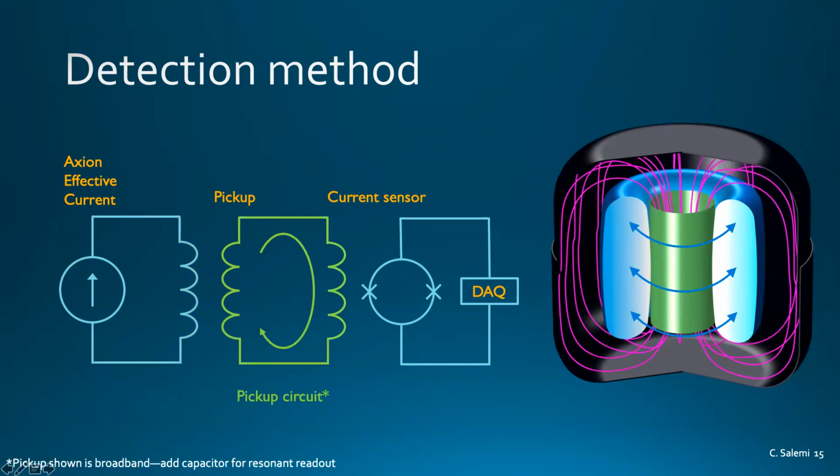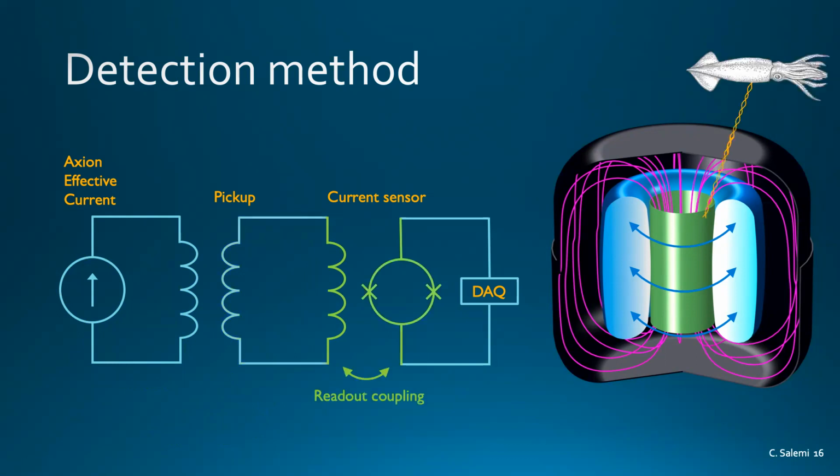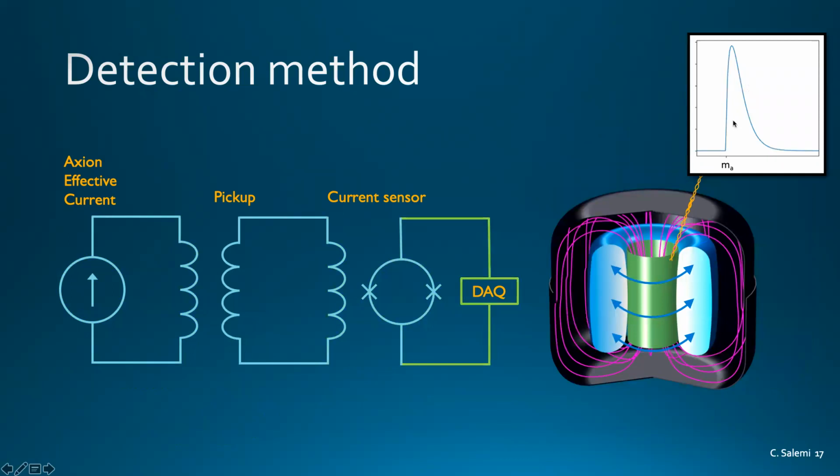Okay, so now we have real current circulating in our pickup circuit, but it's very small because it's suppressed by g_aγγ. We don't want to just leave it circulating in our pickup though, we want to actually read it out. So what we do is we put a slice in this pickup and we redirect the current to go out through some wiring and amplify it using a SQUID. It doesn't look like this, it looks more like this. Okay, so we went from an effective current to a real small current in our pickup to a larger real current on the output of our SQUID amplifier. And now we can use that to look for axions.